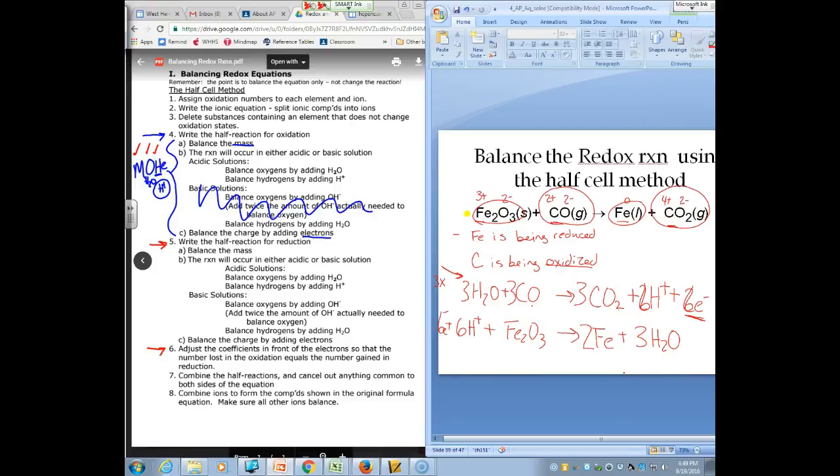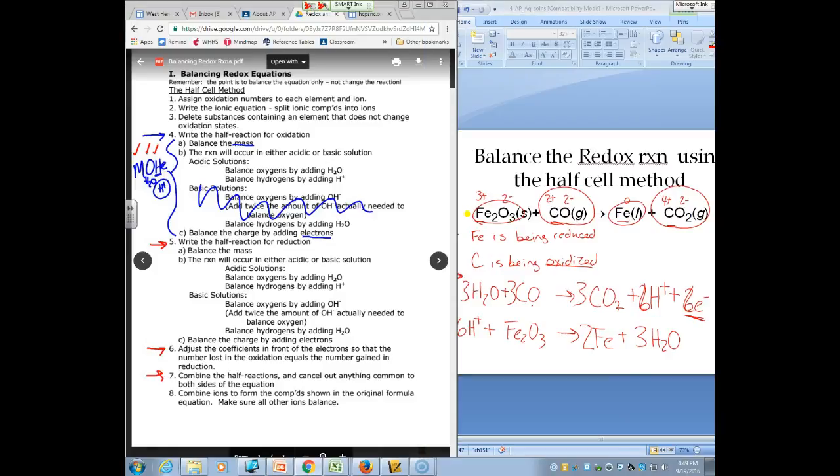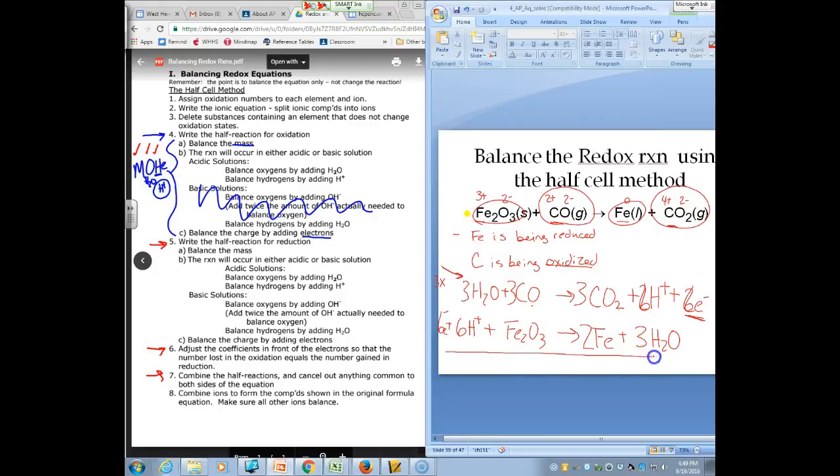So I'm now at step number 7, where I have to combine the half reactions. I can cancel out anything common to both sides. So we're going to add this together, kind of like what we did with Hess's law or something like that. So 6 electrons, 6 electrons. It doesn't matter which equation they're in as long as they're on opposite sides of the arrow. So it's helpful to line up your arrows between this.